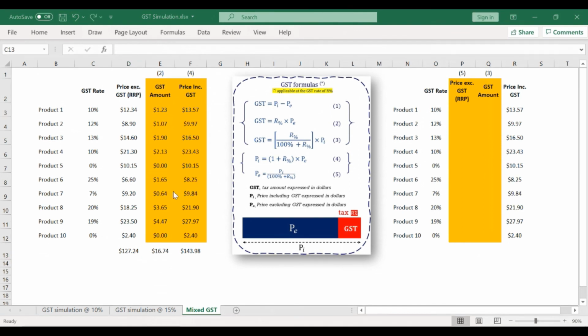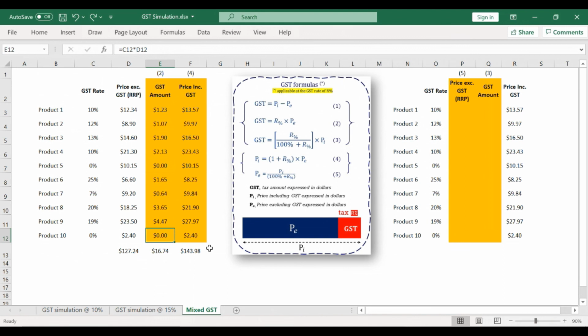Now, if you look closely at this table, you will notice that the GST amount for both product 5 and product 10 is 0. And that is because the GST rate is 0. So Excel knows already, because if you put 0, all it does is multiply the 0% by the price excluding GST, and hence the 0. The same thing for product 10.